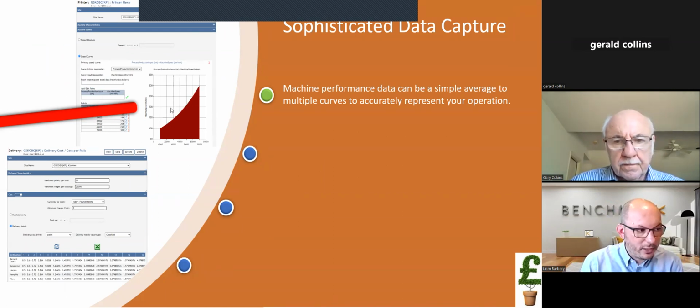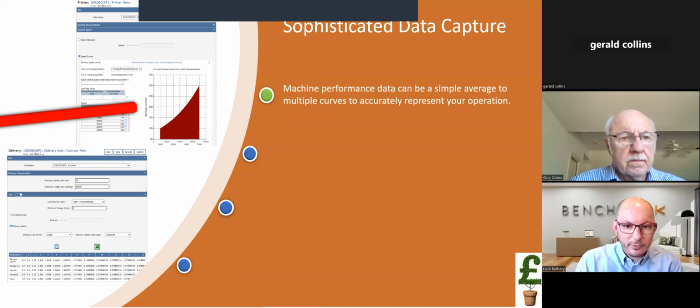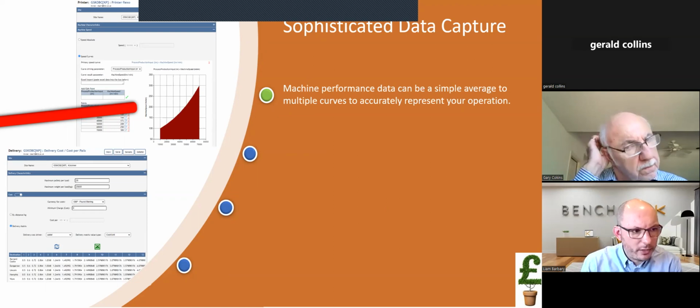On the left-hand side, you can see an example that we came up with for this particular problem, where we can have speed and waste curves that are variable by a whole range of different factors.